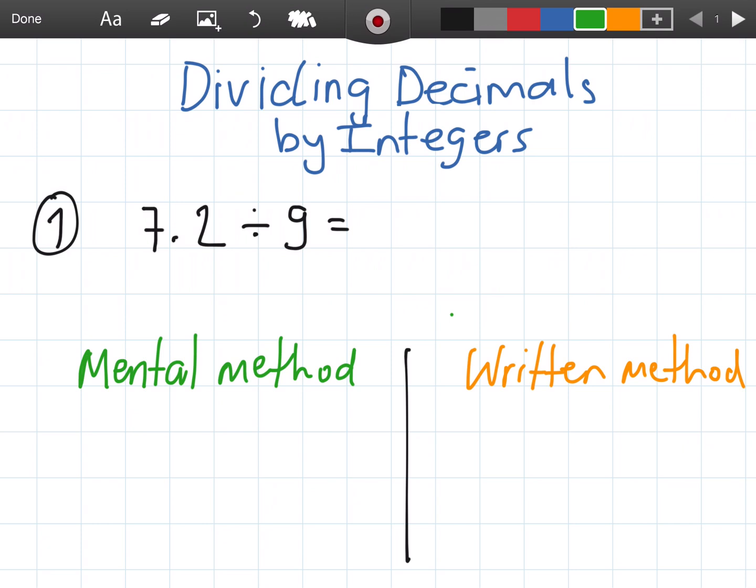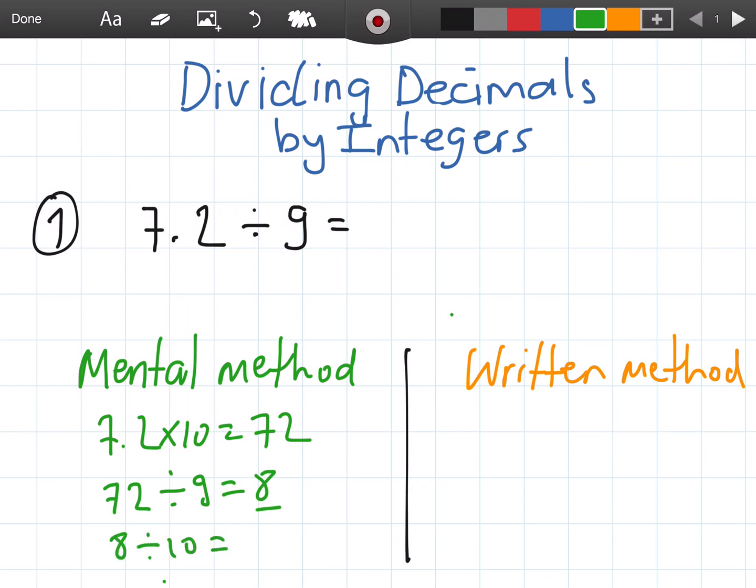To work out this calculation, 7.2 divided by 9, mentally, we can do the following steps in our head. We can look at 7.2 and say, well, 7.2 times 10 gives us 72. So we can change the question to 72 divided by 9, which we can easily do to get 8. Now to go back to the original question, we then need to divide that answer by 10 because we multiplied the initial question by 10. So we did the reverse, and 8 divided by 10 we know is 0.8.